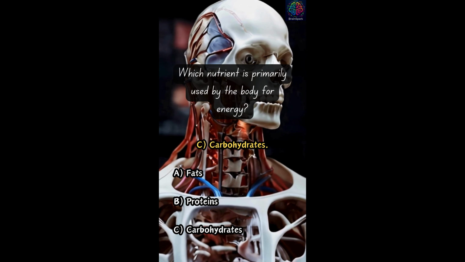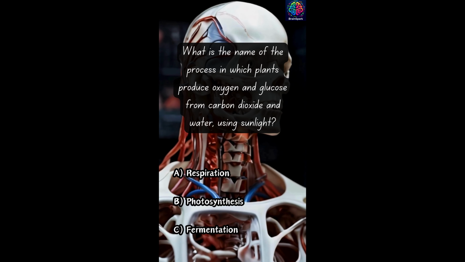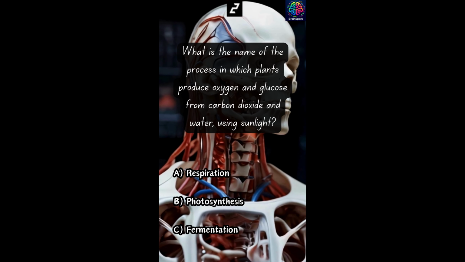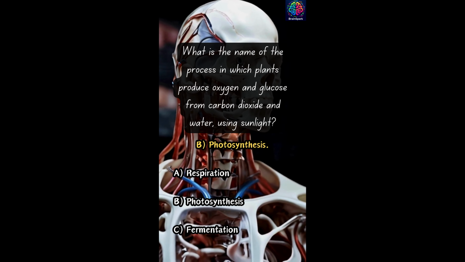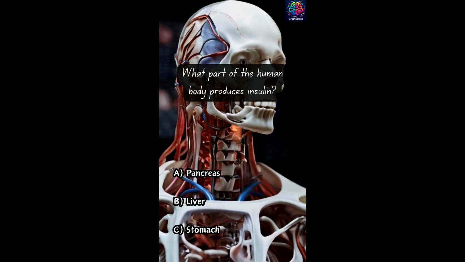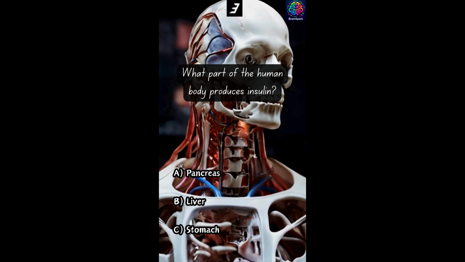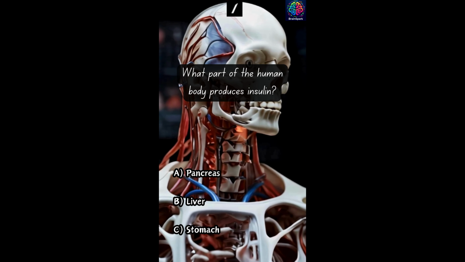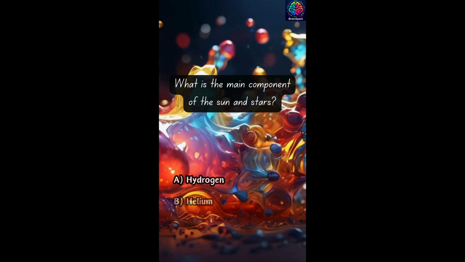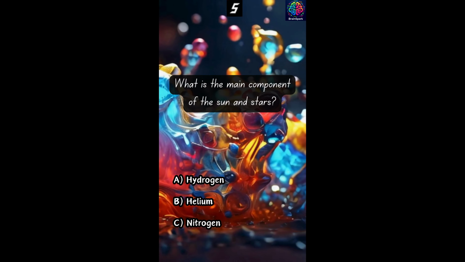C. Carbohydrates. What is the name of the process in which plants produce oxygen and glucose from carbon dioxide and water using sunlight? B. Photosynthesis. What part of the human body produces insulin? A. Pancreas. What is the main component of the sun and stars?